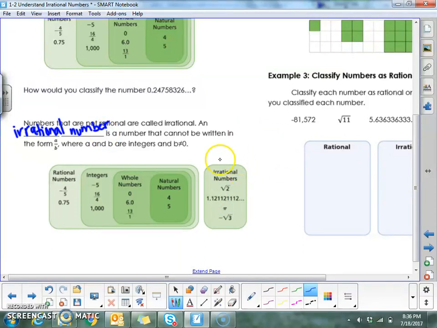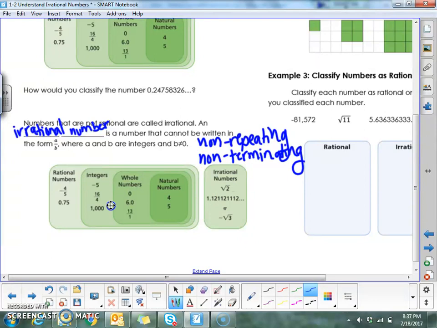So we have a little extension to our Venn diagram, and those are all of your irrational numbers that are not included in this Venn diagram. Those are your non-repeating, non-terminating decimals. And what that means is if I have, for example, 0.5 repeating, that would be considered a rational number. Even though it goes on forever, it's not non-repeating, it's still repeating, so that's considered rational. But any number that does not repeat and does not end is considered an irrational number.